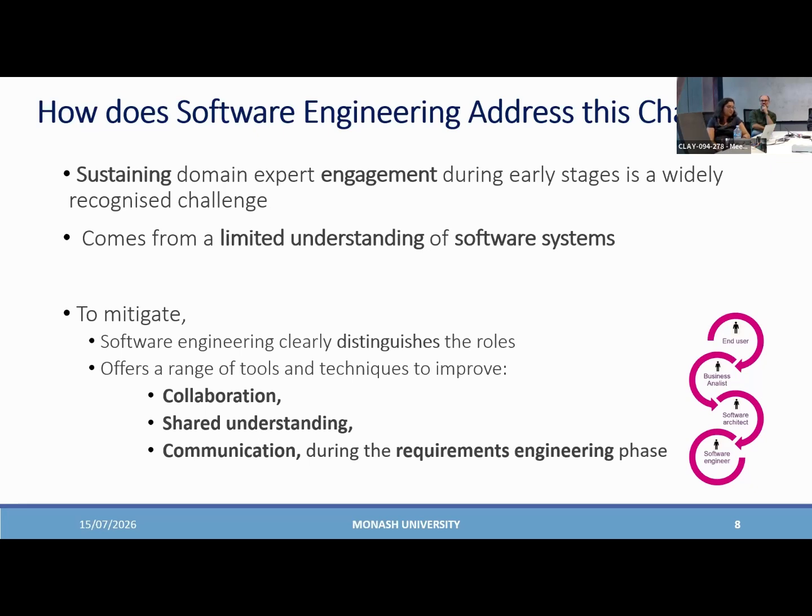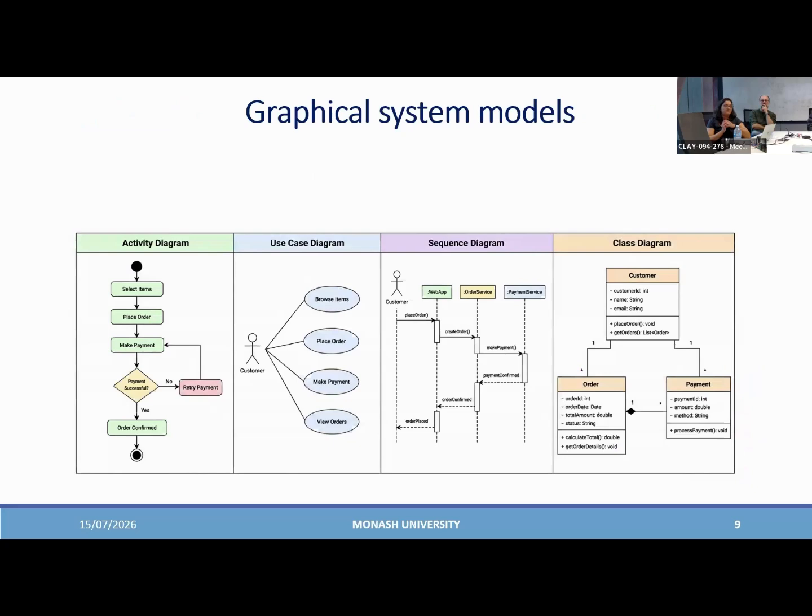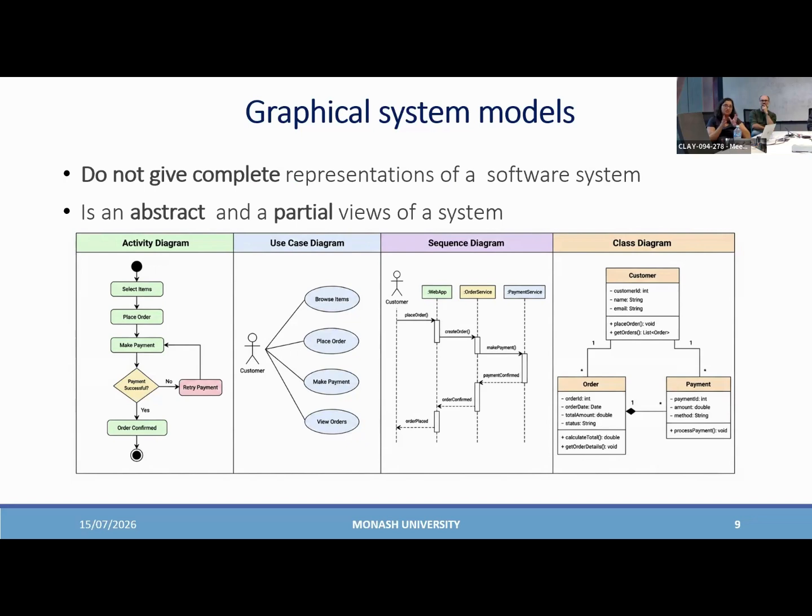So of these techniques, we were particularly interested in graphical system models. Now, the graphical system models don't give a complete representation of a software system. They are rather abstractions and partial views of the system. And there are many types of graphical software system models in use, but we identified the structural models as the most suitable to reduce the black box perception.